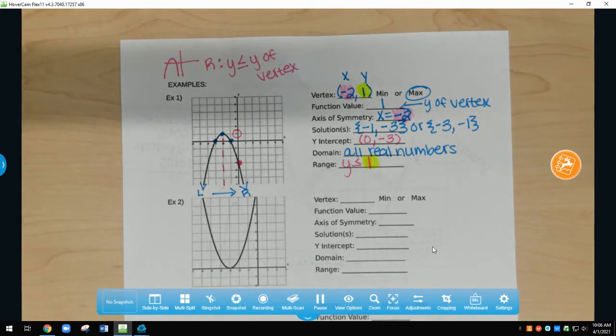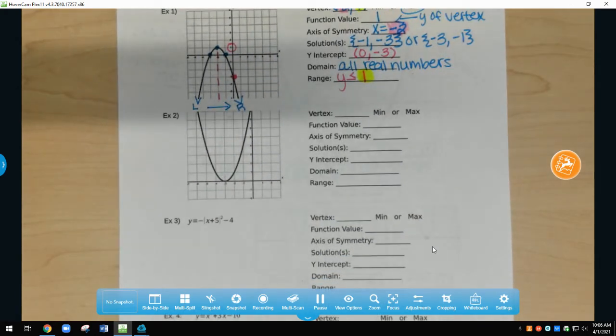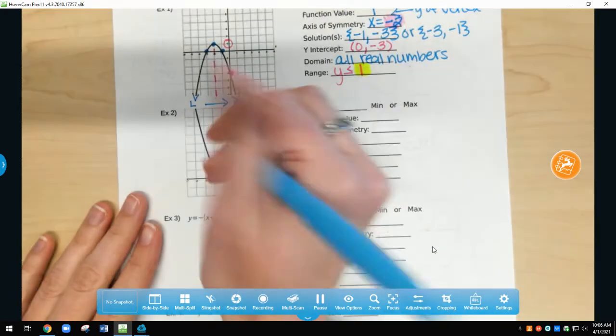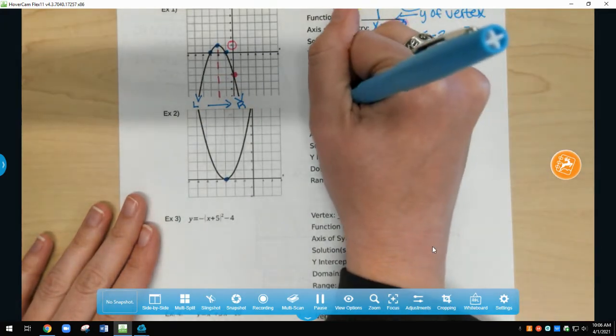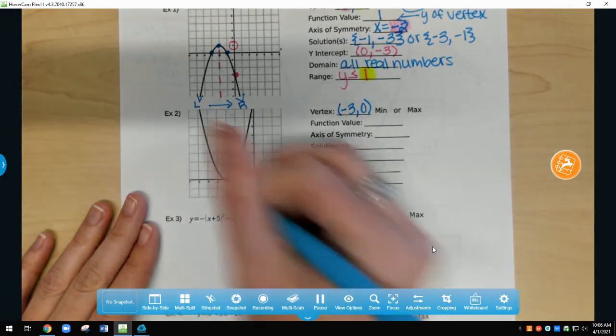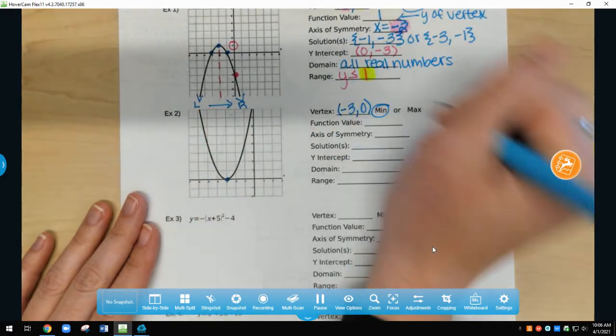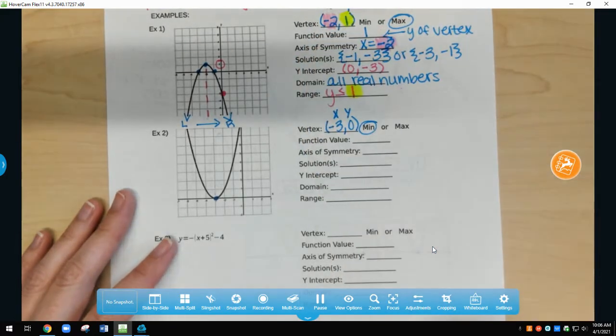Okay, so next one. All right, so we're going to find our vertex. It is at (-3, 0). This time it's the bottom point, so it's a minimum. I'm going to go ahead and label my point x and y.